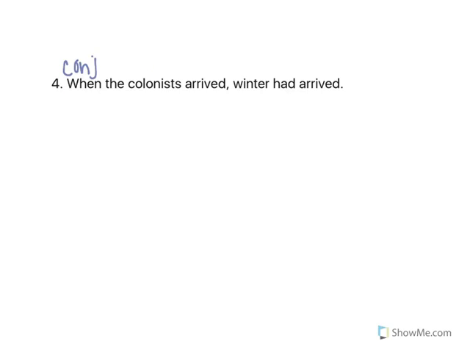Of the first clause, our subject is going to be colonists. They're the one doing the action. And arrived is going to be our verb intransitive. And the is an article adjective. In our second independent clause, winter is actually our subject noun. That's doing the action here. And arrived is a verb intransitive, while had is going to be our helping verb.